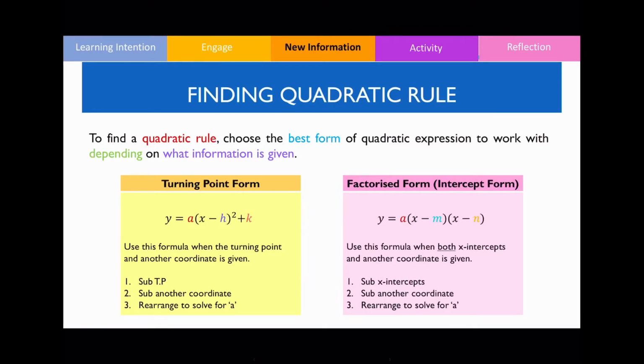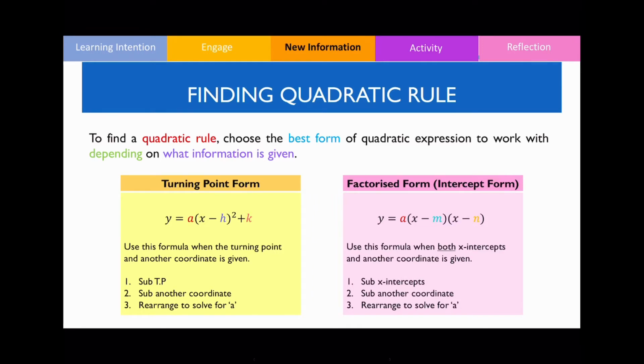I'm going to reiterate, but the most important part for you to understand is being able to recognize which general formula you are going to be using. Are you going to be using the turning point form? Are you going to be using the factorized form? And once you can do this, then it becomes a lot easier afterwards.